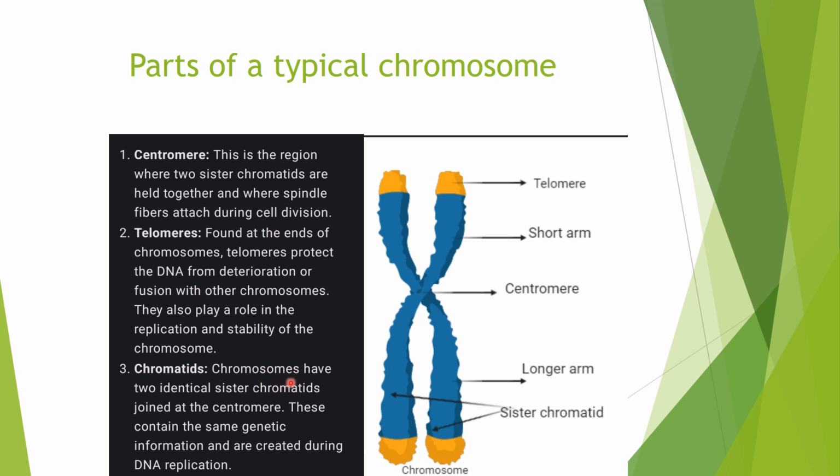Chromatids. Chromosomes have two identical sister chromatids that are joined at the centromere. Here you see that these are the sister chromatids, and this is the basic structure of a chromosome, or of a eukaryotic chromosome.